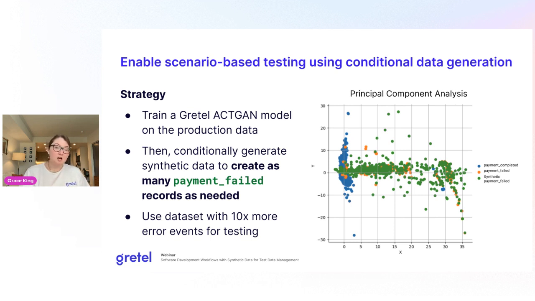But we don't see a lot of overlap with the green and the blue being those payment completed events. So this gives us a strong indication that the data that we've generated matches the properties of those minority cases, the payment failed events. So what does all of this mean? Why does it matter? What's the impact here?